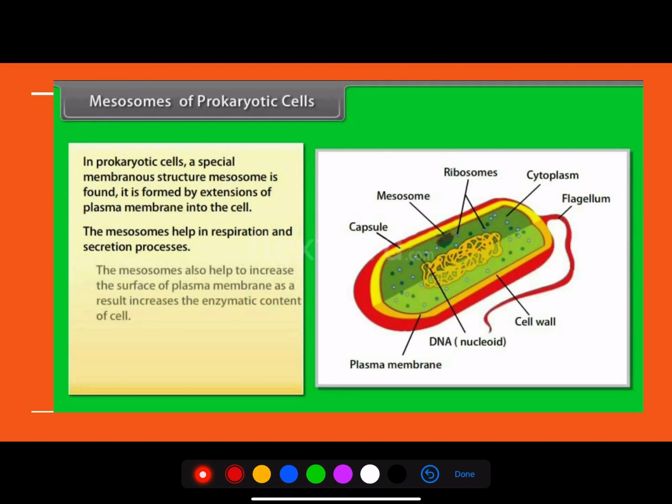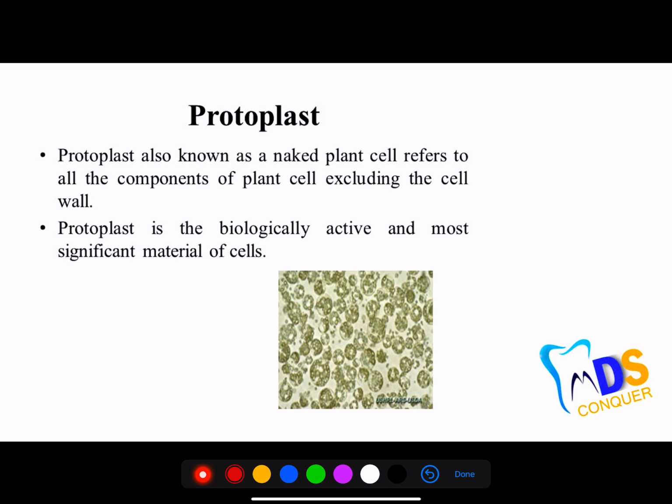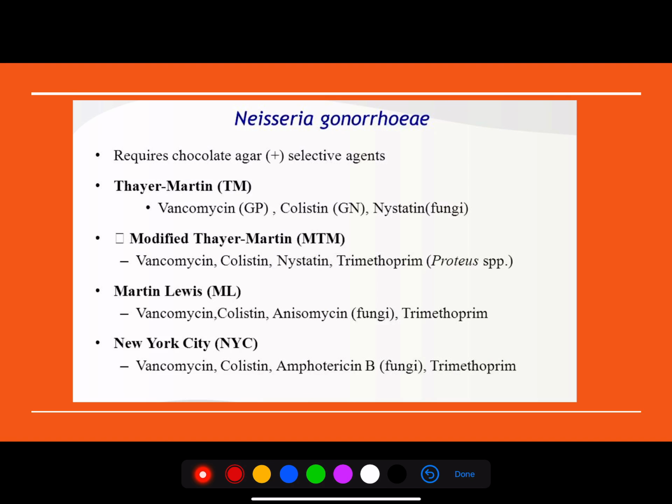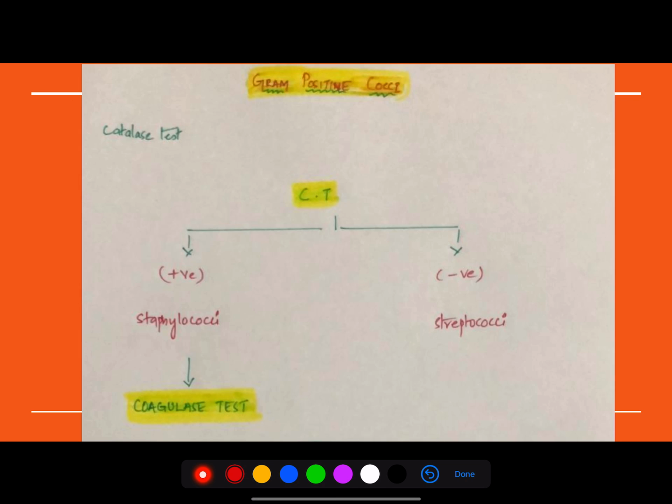Regularly decolorization is done with, and make a note about the primary stains. And the mesosomes, what is the use of mesosomes? Mesosomes help in the respiration and secretory process. What is protoplast? Protoplast is known as a naked plant cell, referring to all the components of the plant excluding the cell wall. Then comes the medias that are useful for this particular organism. These medias contain antibiotics to prevent the growth of other organisms, so make a note of this.